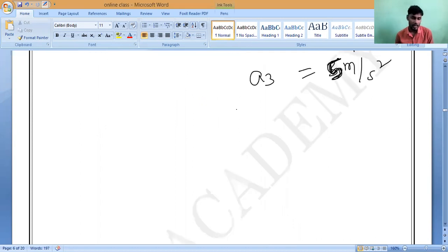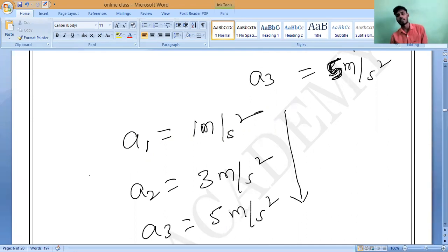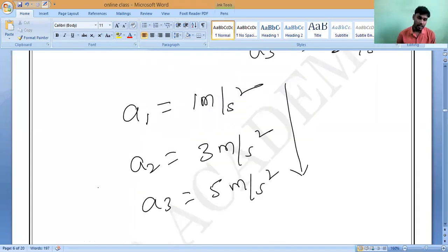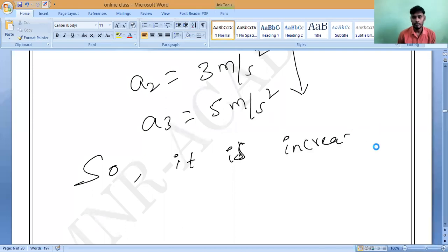Now, you observe: A1 equals 1 meter per second square, A2 equals 3 meter per second square, A3 equals how much? 5 meter per second square. Is it increasing, constant or decreasing? Increasing. So what can we conclude? It is increasing acceleration. Please note it down.